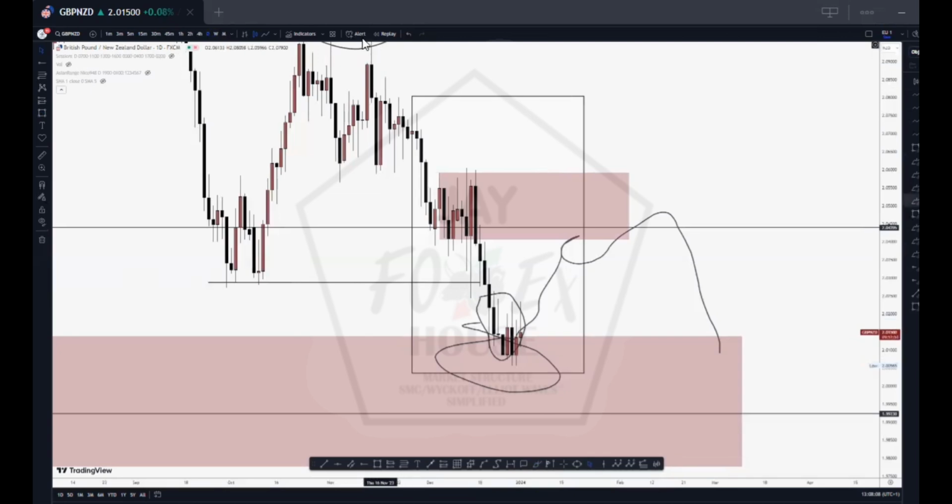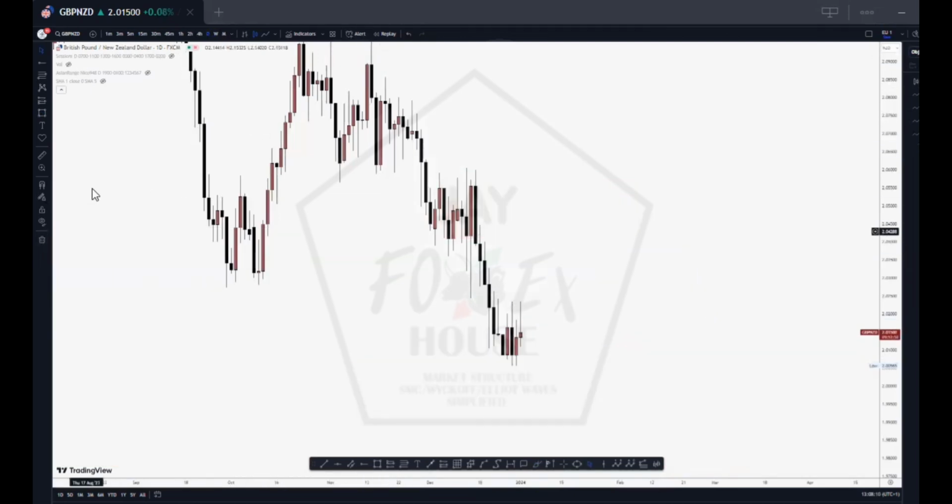Okay, so with this understanding, we clear out everything we have on our chart to make it more easier to scale through. And then we pay attention to this guy and this point.